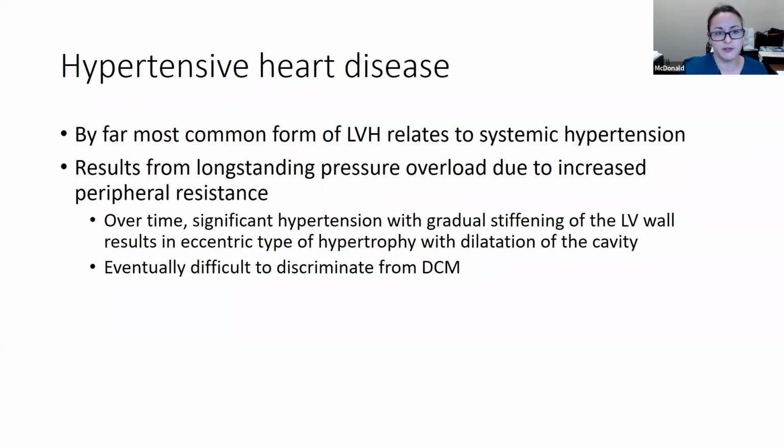Hypertensive heart disease is by far the most common form of left ventricular hypertrophy relating to systemic hypertension due to increased peripheral resistance. And over time, this can eventually transform into kind of a dilated cardiomyopathy gross picture.